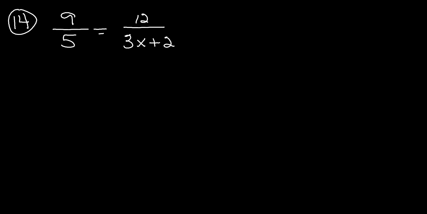Here I've got that situation where I have an equal sign with a term on each side, so I could cross multiply or get my denominators to be the same, but it would be easier if I cross multiply. So that would be 9 times 3x plus 2, which would give me 27x plus 18. Okay, and that's going to be equal to this 5 times 12, which is 60.